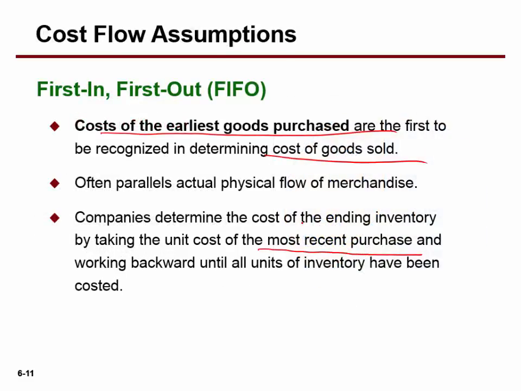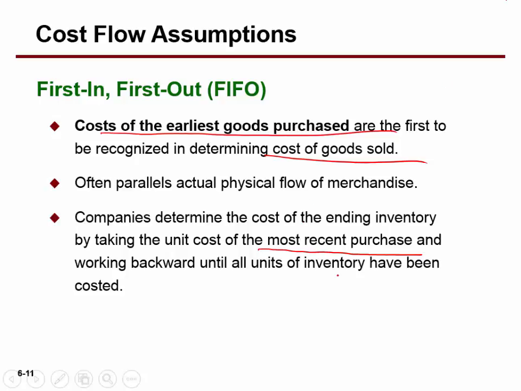Okay, good. So let's go ahead and let's think about FIFO for a second, okay? And we say the cost of the earliest goods purchased go to cost of goods sold, and then the most recent items that the company has purchased are going to remain in ending inventory, okay?